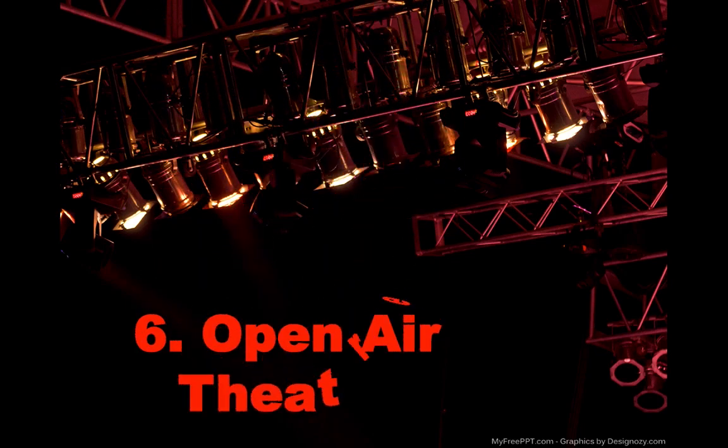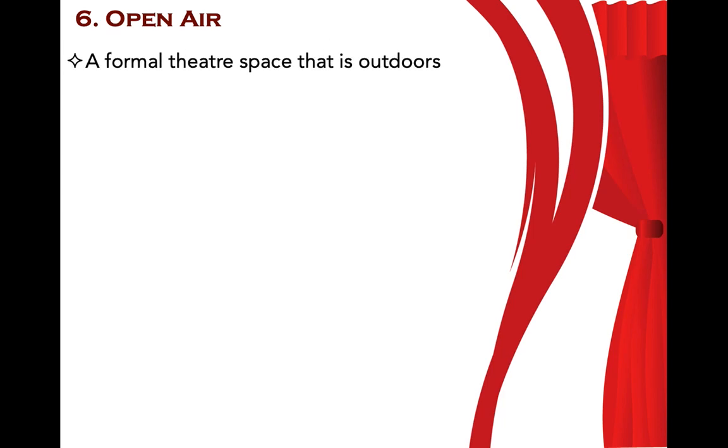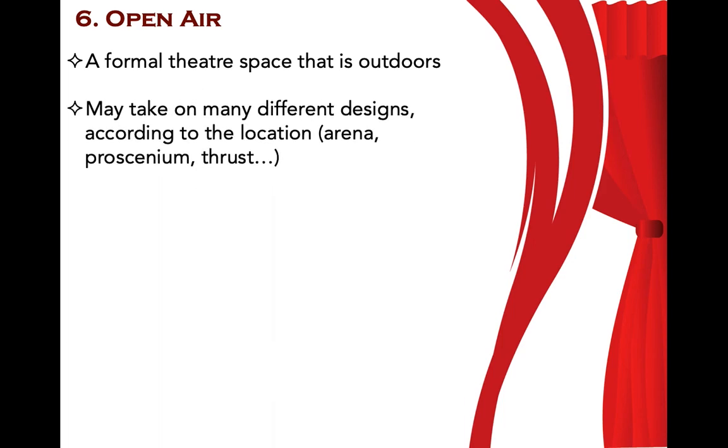So our next type is the open air theater. As the name suggests, this is a formal theater space, but it is just situated outdoors. So just like black box, an open air theater might take on different designs. So it might be an open air arena, an open air proscenium, an open air thrust. But of course, because this is built with the design already established, it's different.